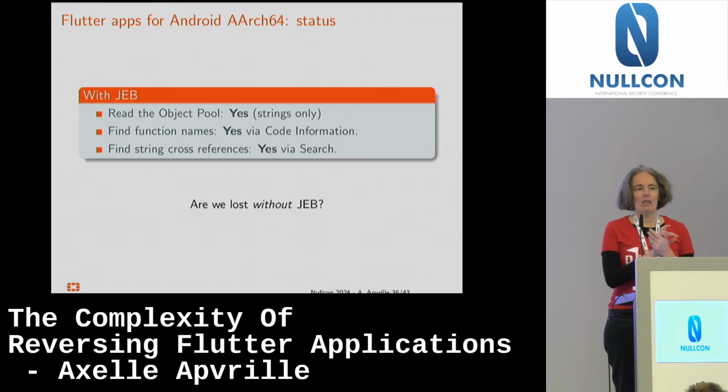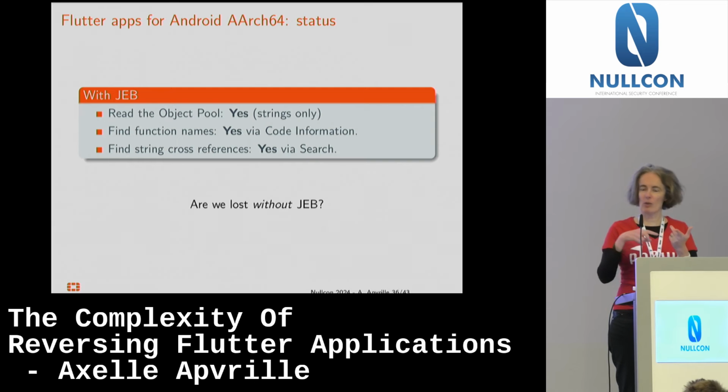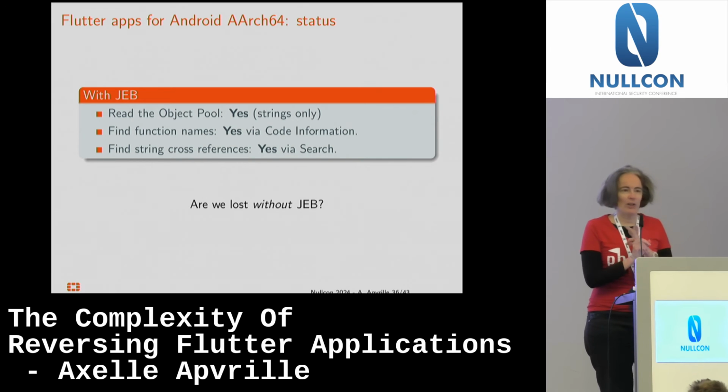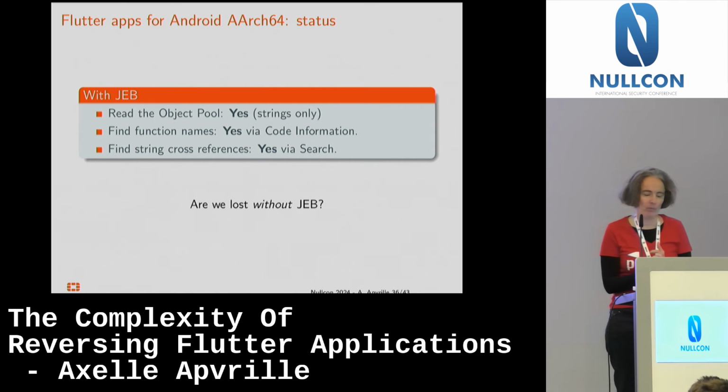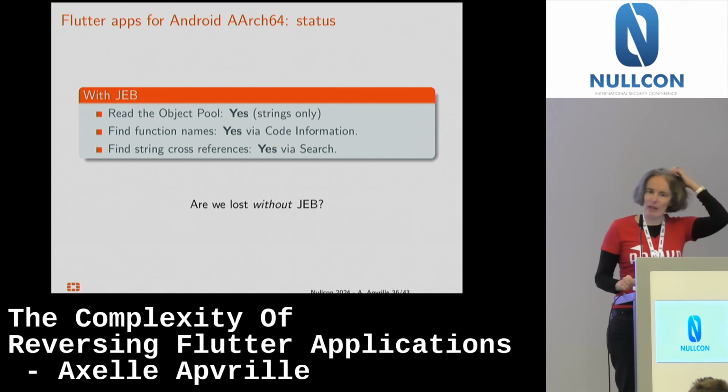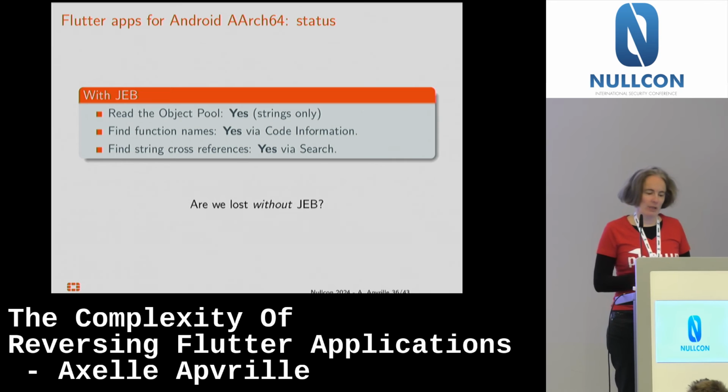So the good thing is that with Jeb we are able to read the object pool. We are able to find cross-references for those strings by doing some search in Jeb. It's a bit manual, okay, but we are able to do it. And we're also able to find function names, what we see in the code information as well. Now, Jeb is paid software like IDA Pro, Binary Ninja, I guess also.